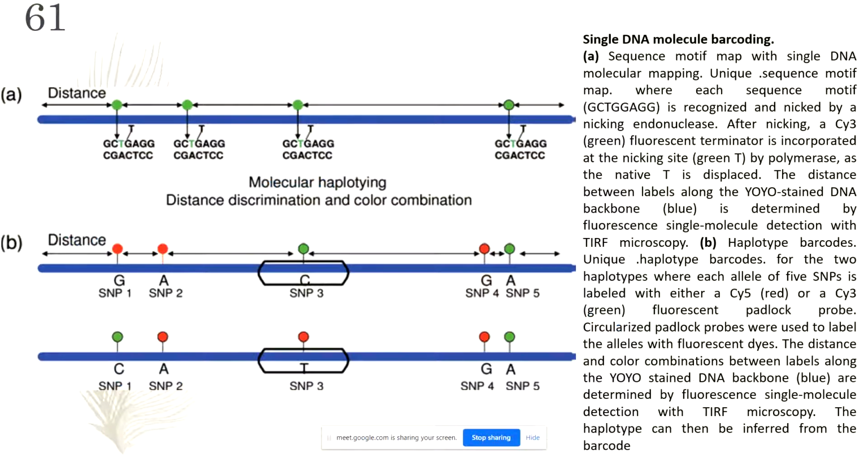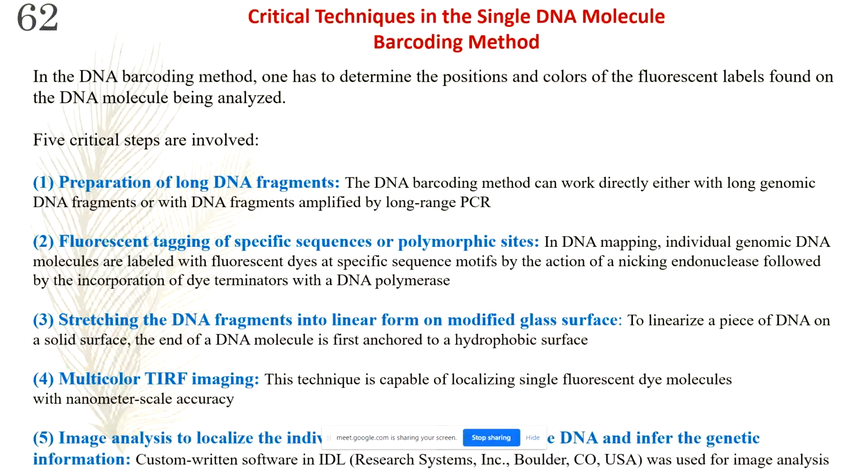Okay, so last night we discussed how to use this NGS application for the DNA molecule barcoding method, right? Now, in this DNA barcoding method, one has to determine exactly what you need. You need to know the position and the color of these fluorescent labels. Generally, there are five critical steps in this whole procedure.